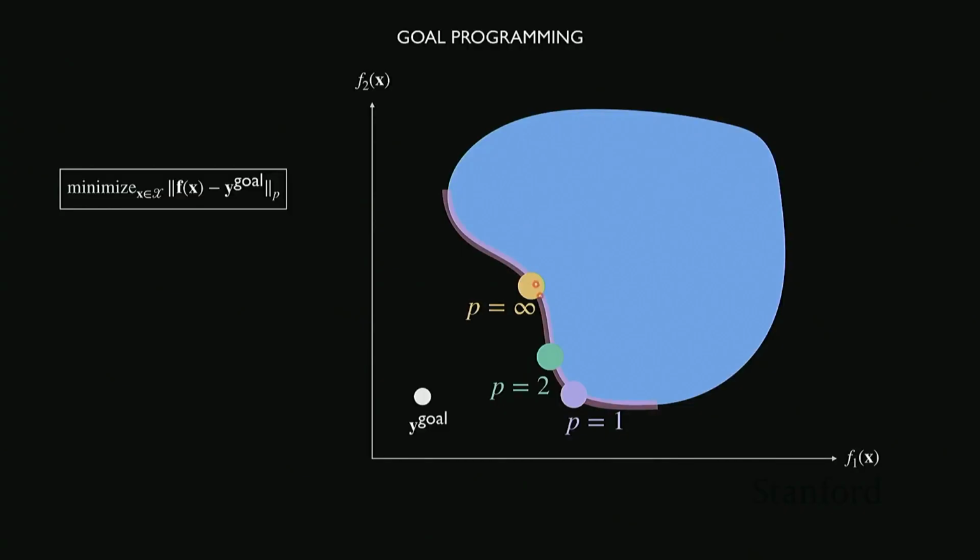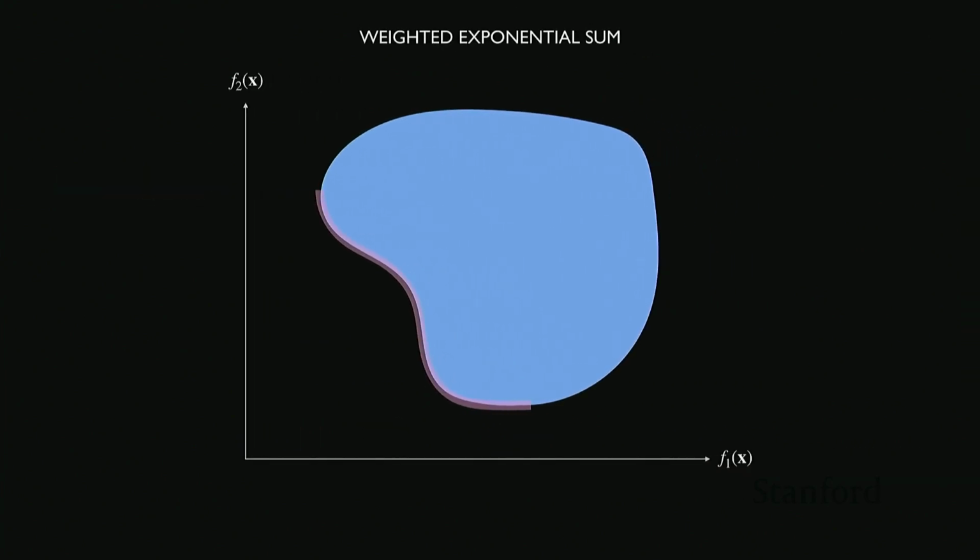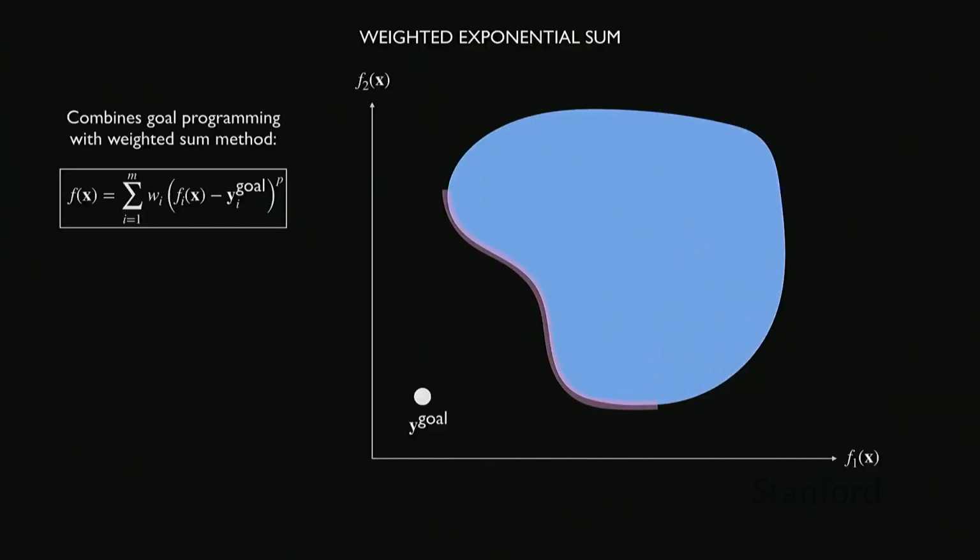But it did only get us these 3 points. So we might want to be able to get more points with this. And so then to do that, we basically combine this idea of goal programming with this idea of weighting our different objectives, and then we can get the best of both worlds. And so we have this thing called the weighted exponential sum method. And it might at first not really look like what we were doing before, but it's almost the exact same thing. So the idea here is, instead of having a norm, we just raise to the power of p.